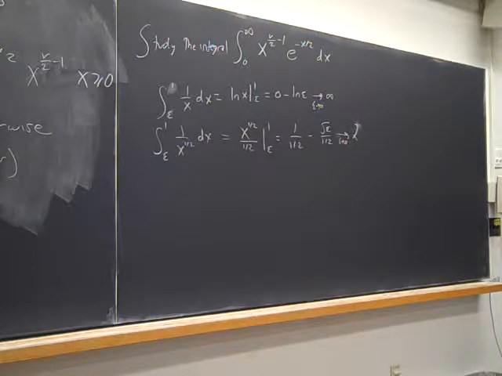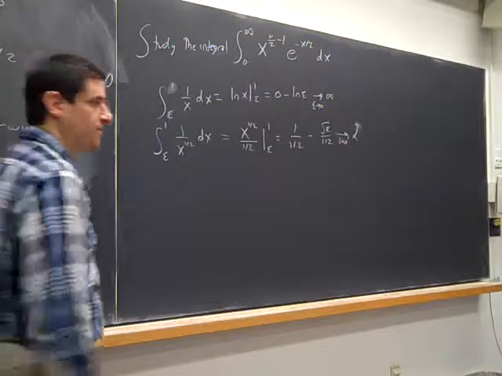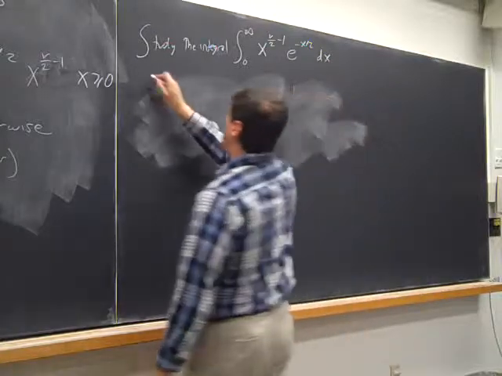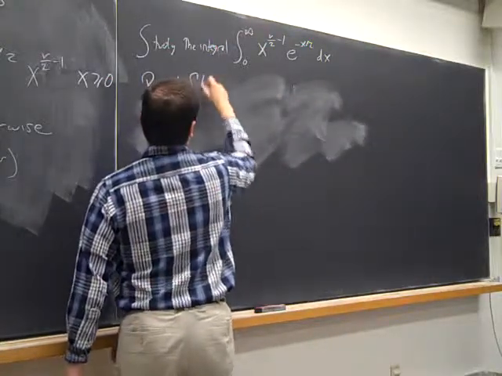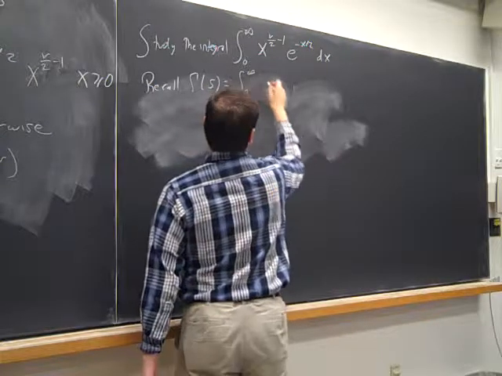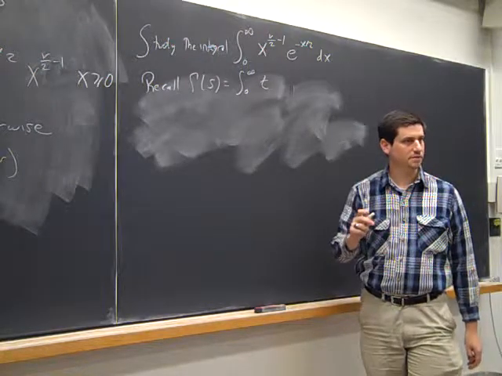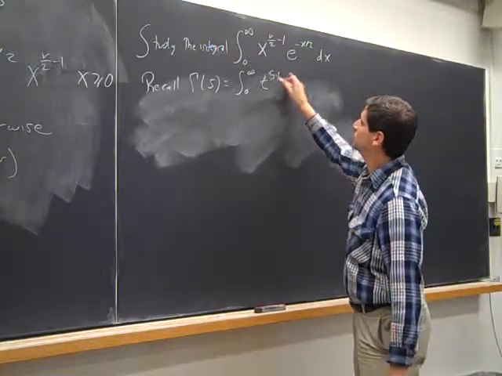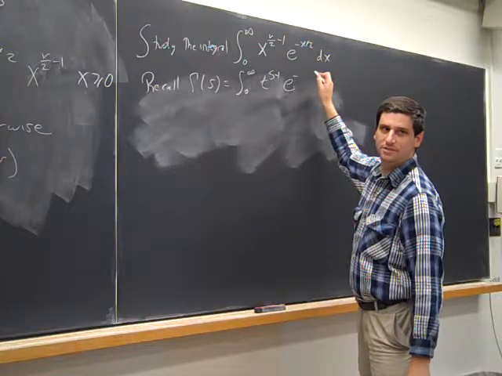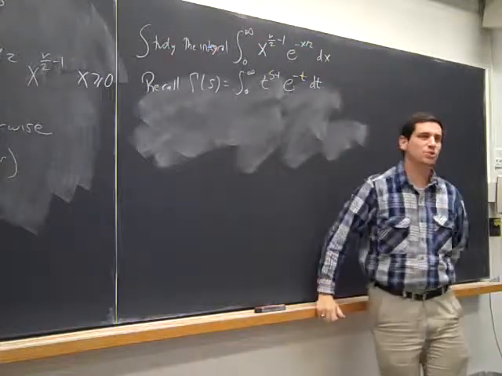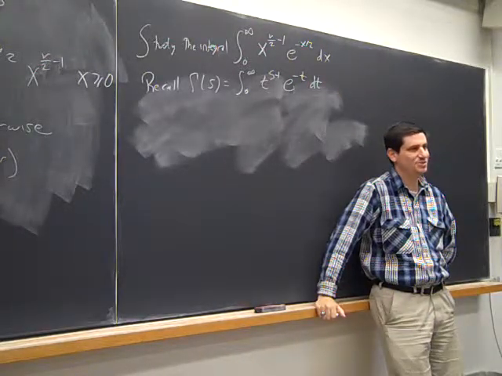So does this look like the gamma function? What's the difference between this and the gamma function? I'll use a different variable. Recall gamma of s is the integral from 0 to infinity of t to the what? S minus 1. S minus 1, e to the negative t dt. So when you look at this, what's quite frustrating about the definition of the chi-square distribution?